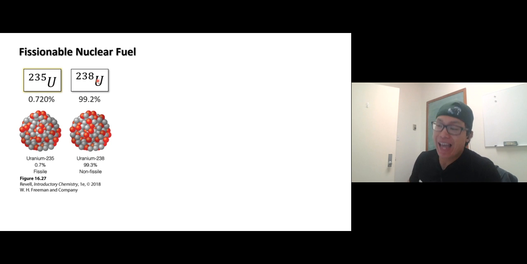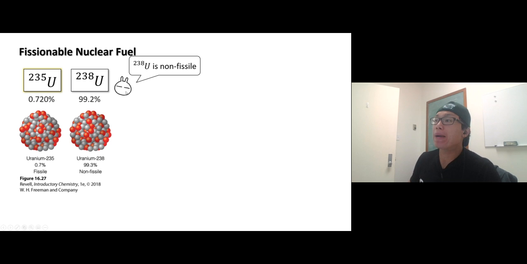Uranium-238 can, but it takes a lot, and it's more complicated to do that. Basically, uranium-238, which is a much higher percent abundant, is not fissile, so we can't really use it in a nuclear power plant to make electricity. Since most uranium is 238 but we want uranium-235, we need to put it through a process called enrichment to make some of the uranium-238 become uranium-235.